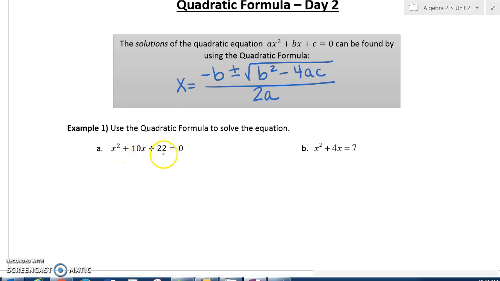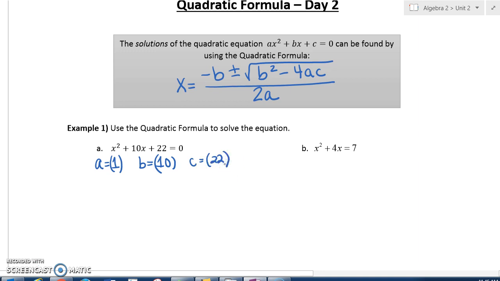In example 1a, the quadratic is already in its correct order, meaning x squared, then comes the x term, and then comes a number. And it's already equal to 0, so that's a thumbs up. So now what we have to say is, a equals 1, and I like to put mine in parentheses, b equals 10, once again in parentheses, and c equals 22.